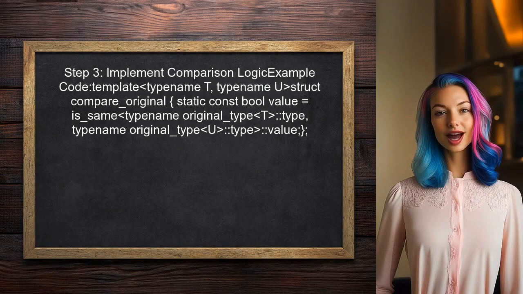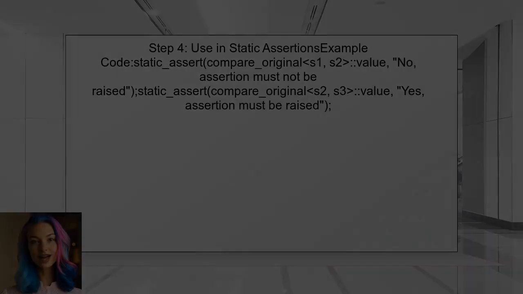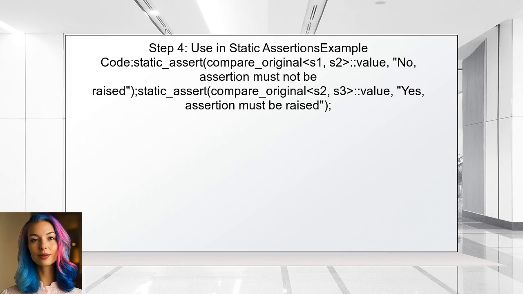Now, the user can implement the comparison logic using the previously defined type trait. This will allow the user to check if the original types are the same or different. Finally, the user can use the comparison in the static assertions to validate the conditions specified in the question. This will ensure that the assertions behave as expected.